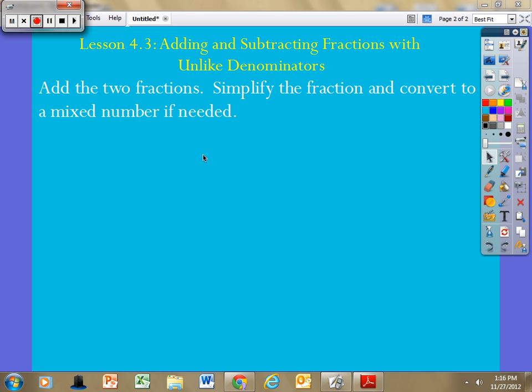Working on a little bit of a review from lesson 4.3, adding and subtracting fractions with unlike denominators. I believe you guys did touch on this last year in 5th grade, which some of you did share with me. So this should be a little bit of review, but this is always a tricky skill. So I'll do a couple extra here and see what we can do.